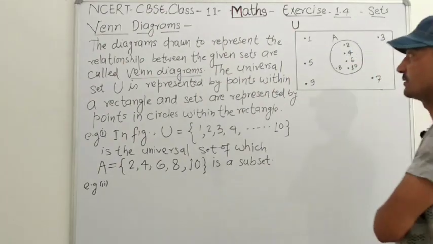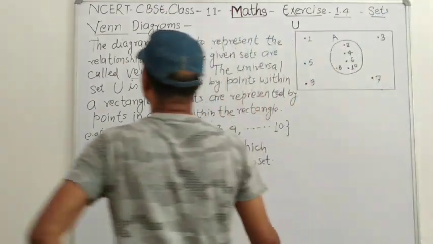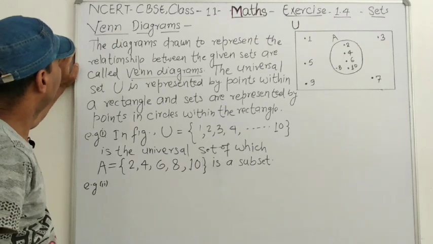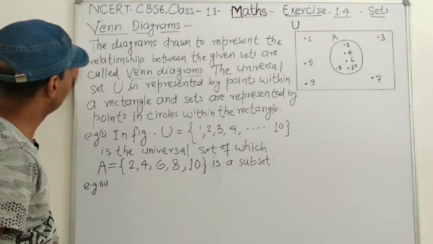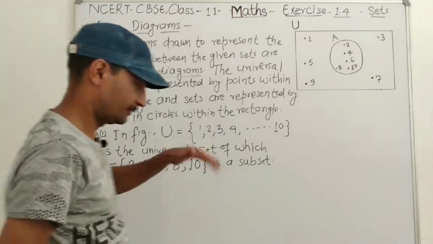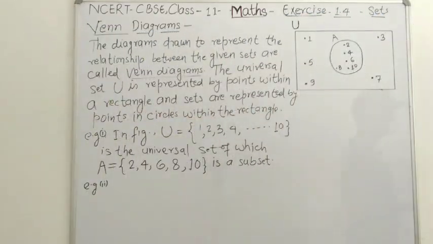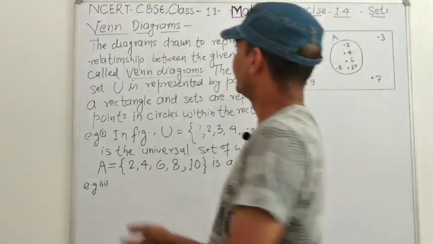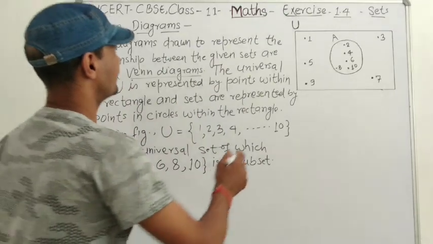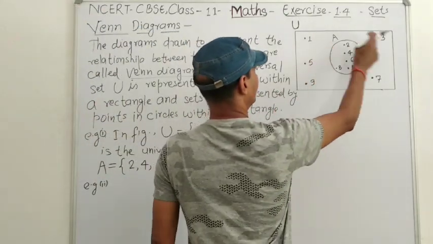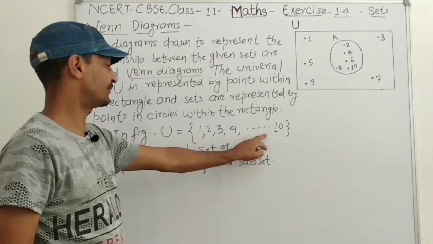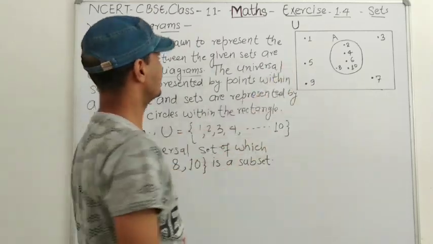So what is the meaning of this Venn diagram? Actually, this system was given by an English mathematician whose name was Venn, and after his name the Venn diagram is used. So we have one universal set, for example 1 2 3 4 5 6 7 8 9 10, 1 to 10, some numbers.